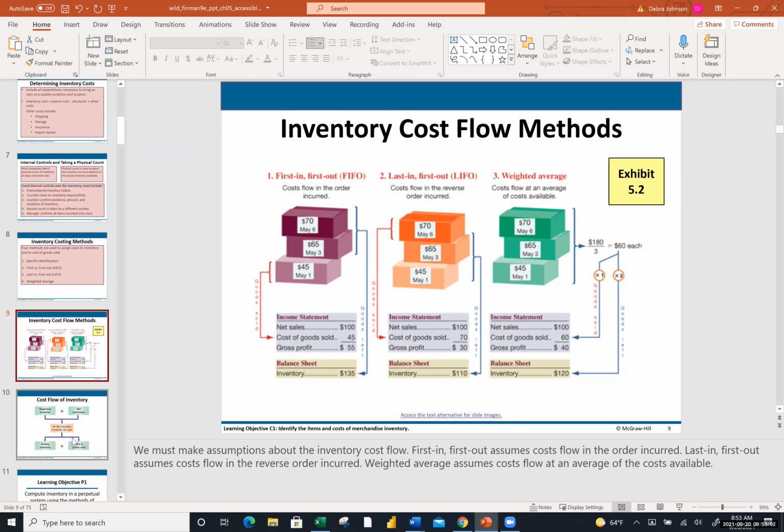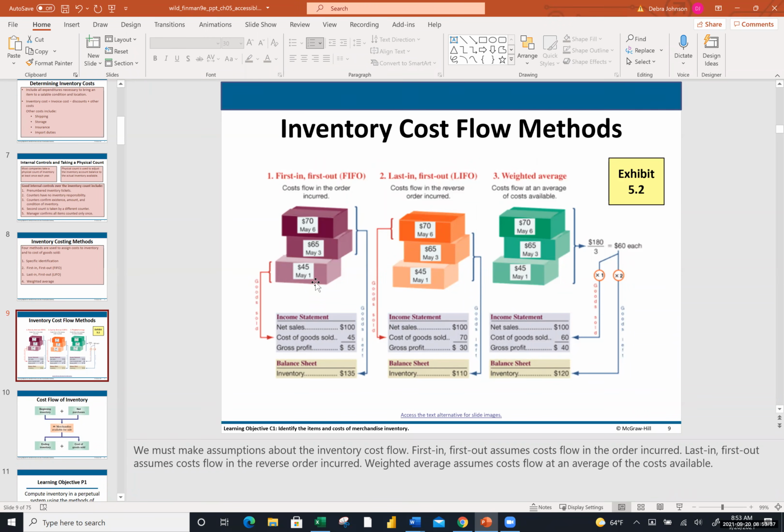Yes, Professor. Is the reason why we get different outcomes because the cost is fluctuating? If it was stagnant, it wouldn't matter, right? Exactly. If there was no price increase or decrease, it wouldn't matter. So if all these items came in at $45 and prices didn't change at all, all 3 would give us the exact same answer. Because it wouldn't matter if you started from the top or the bottom, they're both at 45. And so you would have exactly the same results.